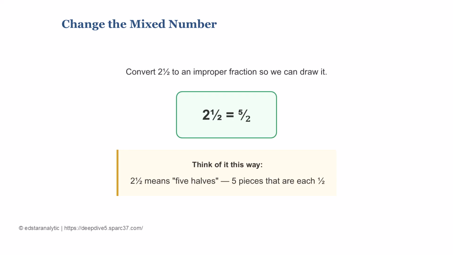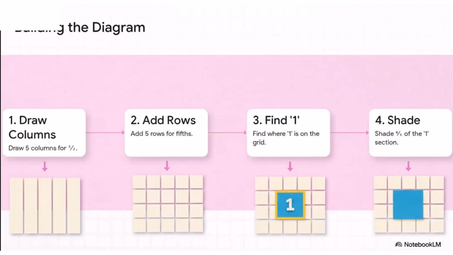And that halves part tells us exactly how to draw it. We'll use pieces that are each 1/2. Trust me, this makes the tape diagram much easier to build. Okay, so here's the plan step by step. First, we'll draw 5 columns for the 5 halves. Then, we'll add 5 rows to show the fifths. Step 3, the most important one, we find where 1 is. And finally, step 4, we shade 4/5 of that 1. Simple as that. Let's get to it.